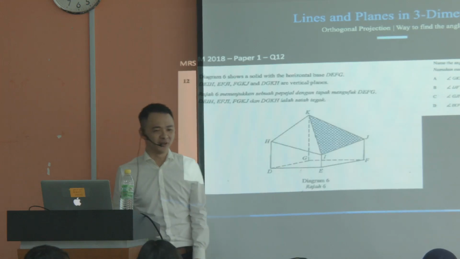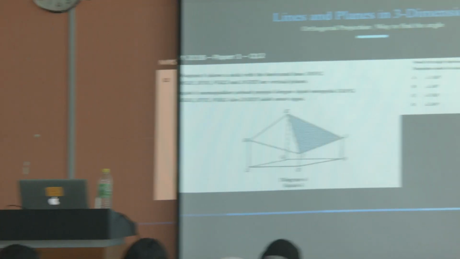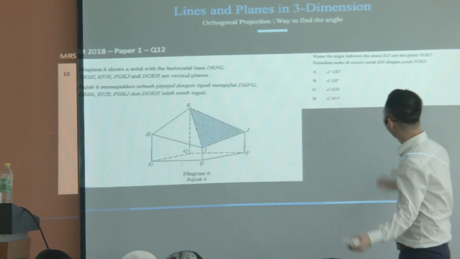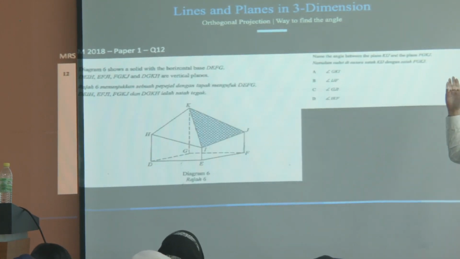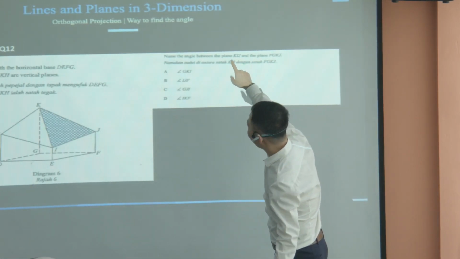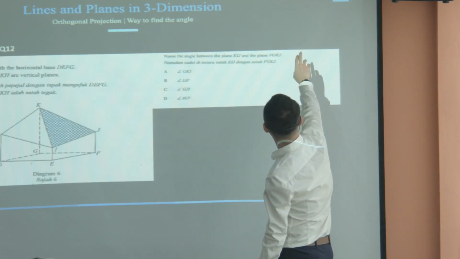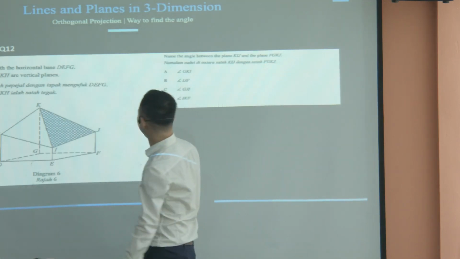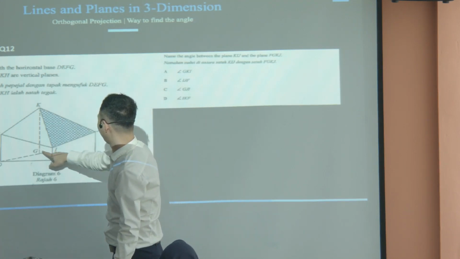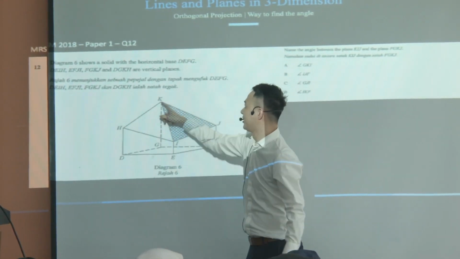Okay, this is a confusing one. So you have a shape like this, and then the shaded region is here, obviously. They ask you to name the angle between KIJ and FGKJ. Where is FGKJ? F, G, K, J. Okay, the plane at the back. Do you see a trapezium here?